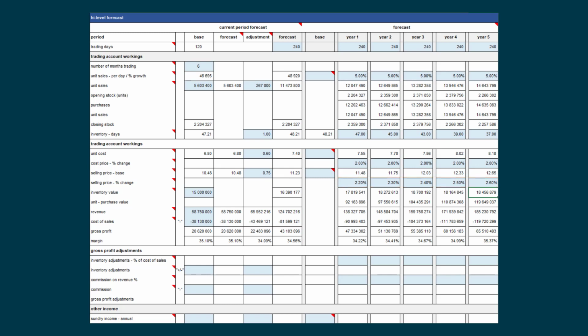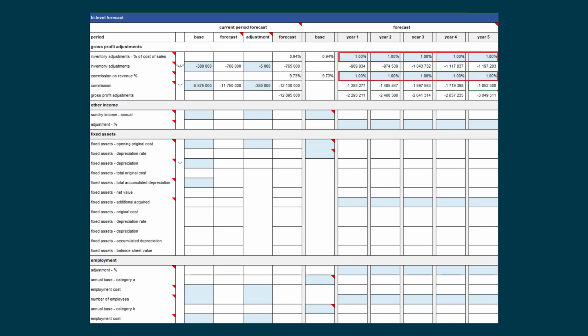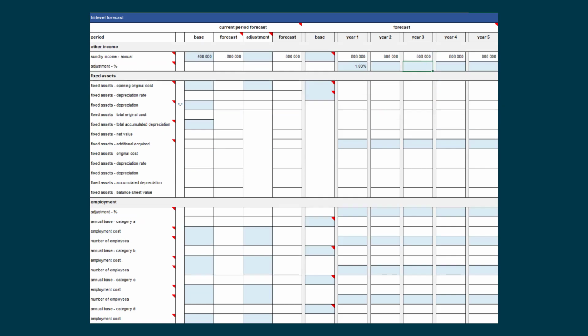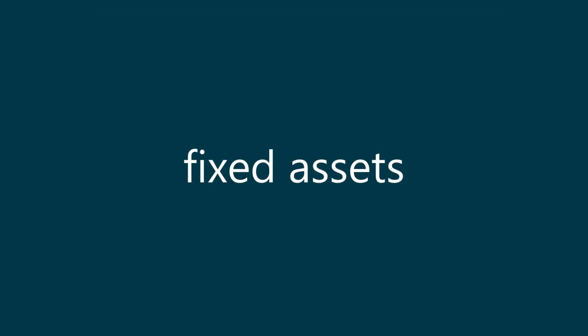The next thing affecting the trading account are inventory discrepancies and sales commissions paid. Inventory adjustments are calculated as a percentage of cost of sales, while commission is calculated as a percentage of revenue. The final item affecting the trading account is the other income. Other income is an estimated amount and the forecast is calculated as a percentage on the previous year's income.